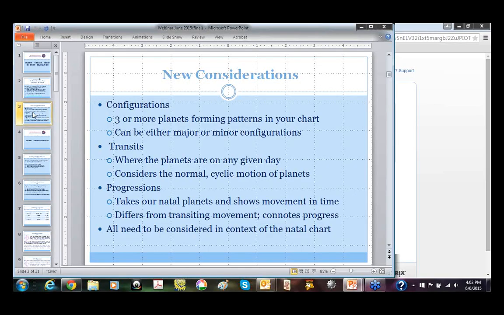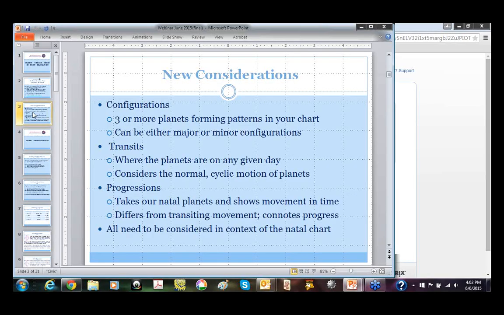We're also going to talk about transits. That's where planets are on any given day. Our natal chart is a snapshot of where the planets were on the day we were born, but they continue to move. And so the transits show us where they are today. What we want to do is consider that in relation to how they bump up against the things that are within our natal chart. That's our point of contact with them.